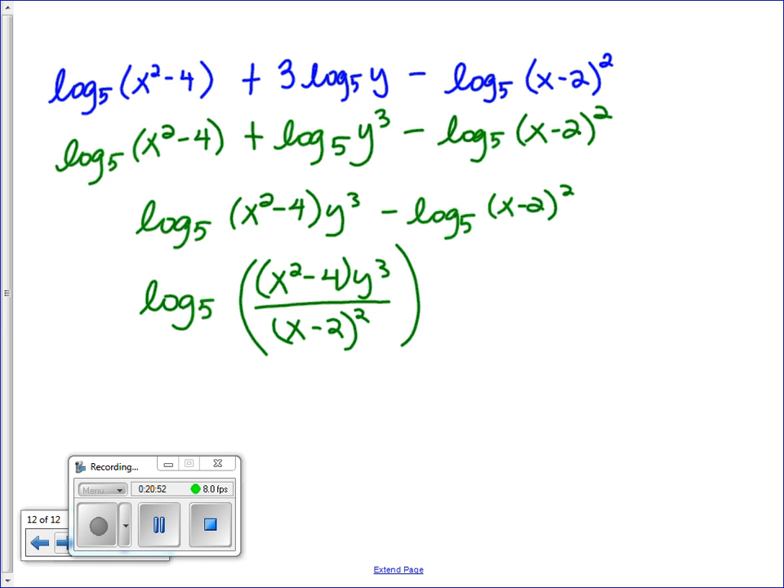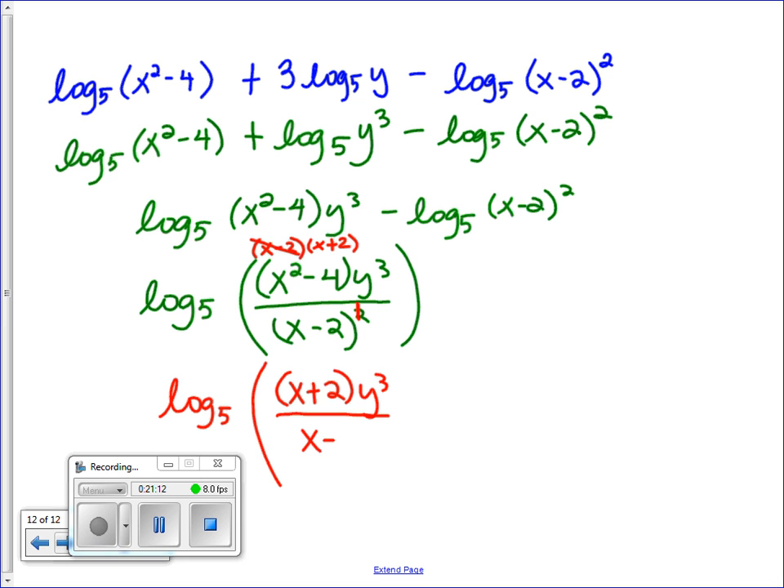That can actually be simplified. If this factors to x minus 2, x plus 2, it's going to cancel one of those out. So your final answer is going to be x plus 2 y cubed over just 1. That's your final answer.